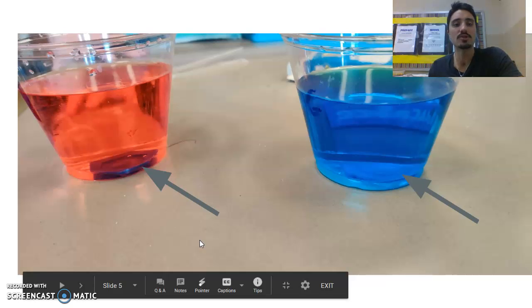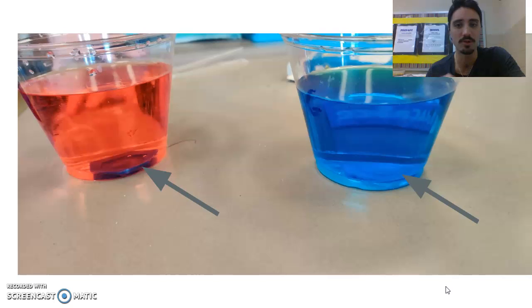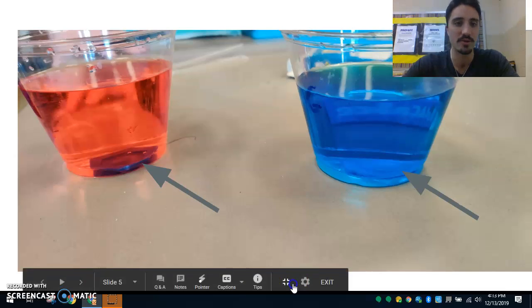Okay, our first test here, the red is Kool-Aid and the blue is salt water. The first test was to drop one of these gram coins in that floats in salt water but sinks in regular water. So the coin sunk in both of these, so it actually didn't give us any information. So we had to go to the next test.